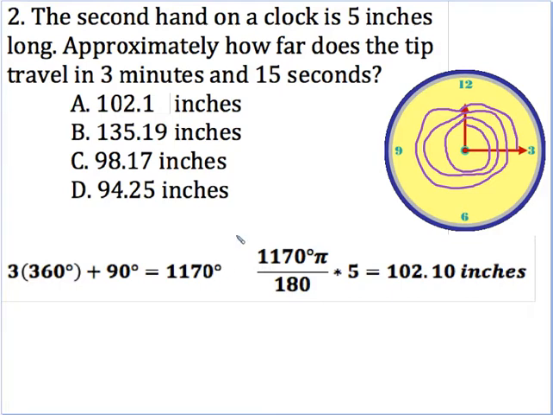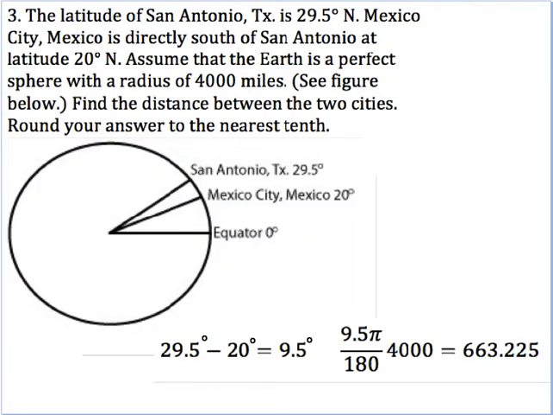I need to convert that into radians before I can find the arc length. This is the arc length formula, my radians times my radius. So I convert it into radians, and notice I'm not simplifying this, I'm plugging it all into my calculator, and I calculate everything out, and I get 102.1 inches. Alright, next problem.